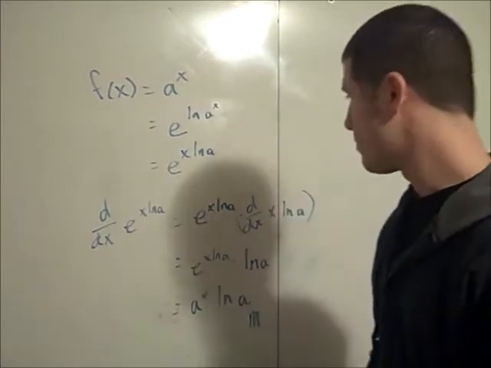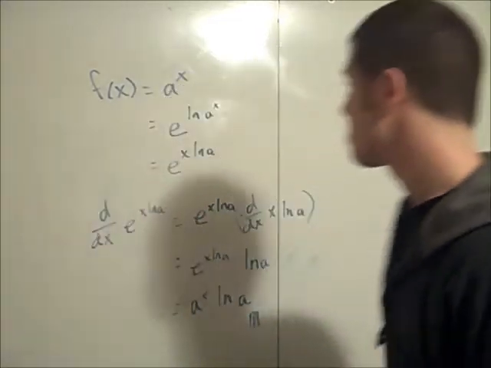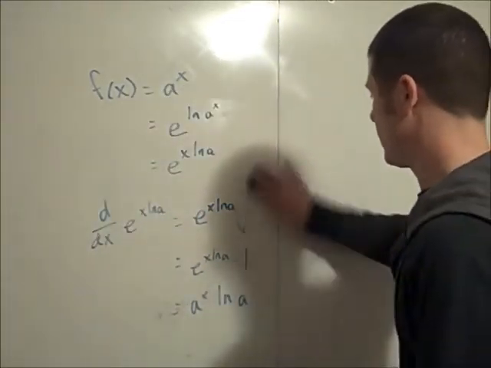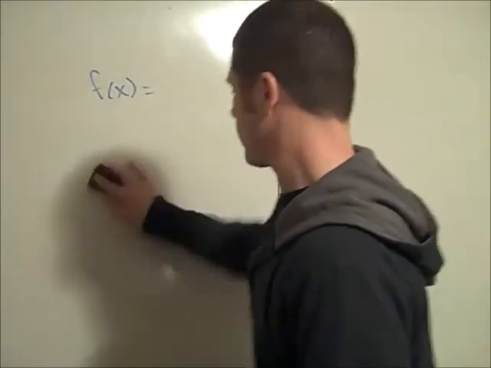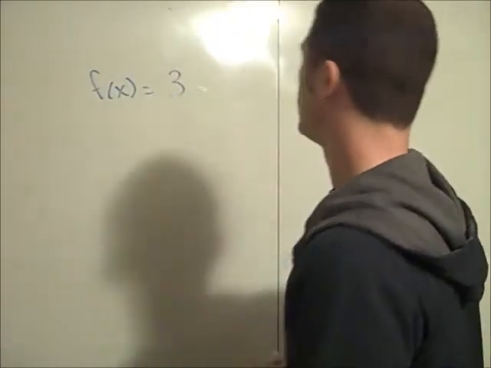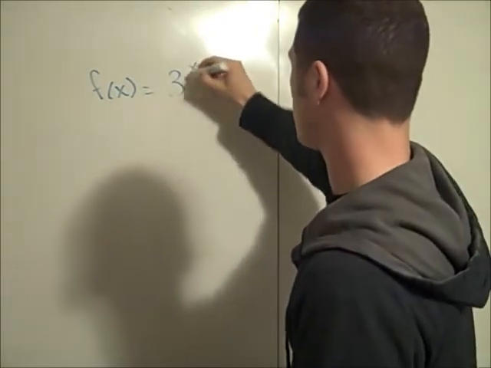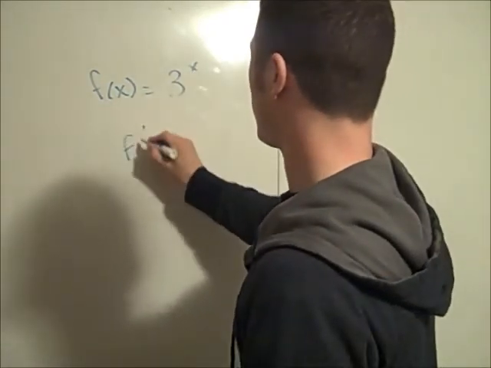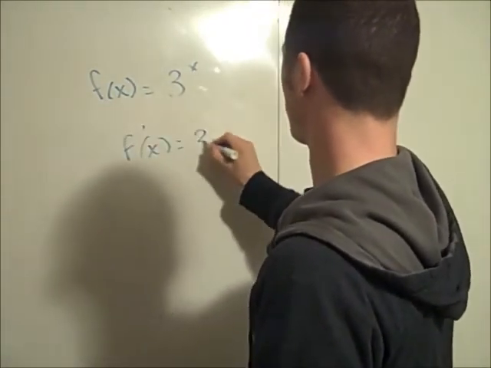So for example, what if we have something like, well, simple example, 3 to the x. Then f prime is 3 to the x log 3.